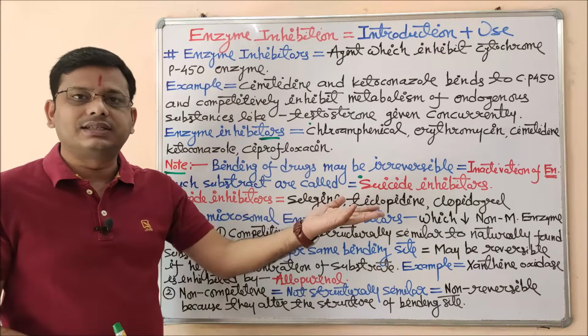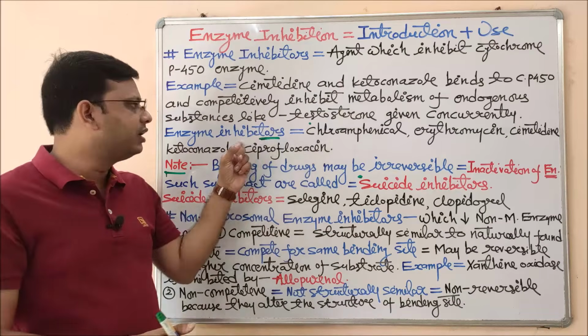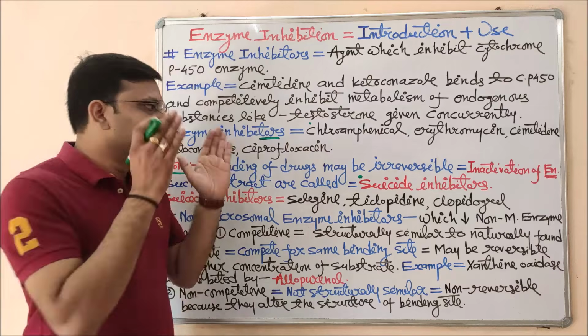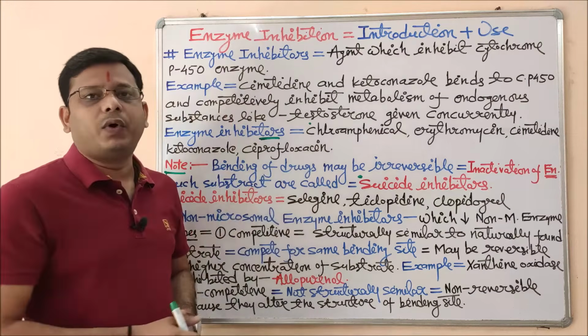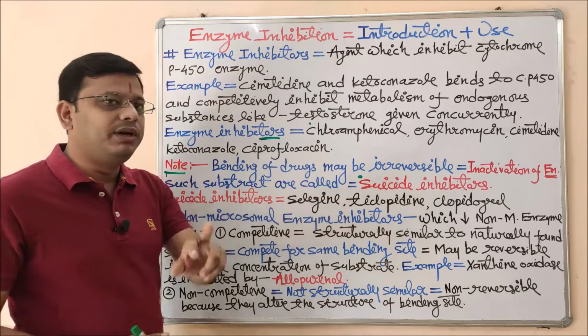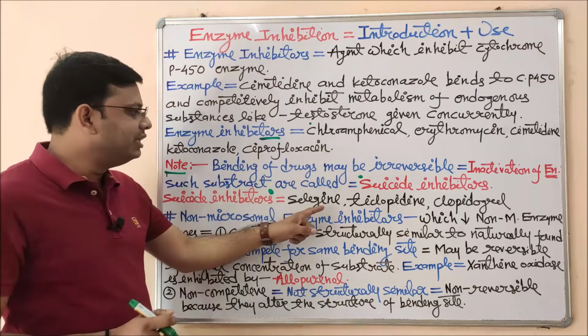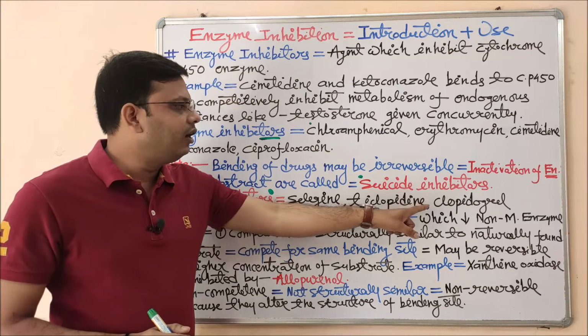Inhibition can be increased by reducing that particular inhibitor drug, but how will you activate this inactivated enzyme? So the process will be terminated at the same point. That is why it is called a suicidal inhibitor. Very important. And examples of this suicidal inhibitor are selegiline, ticlopidine and clopidogrel.